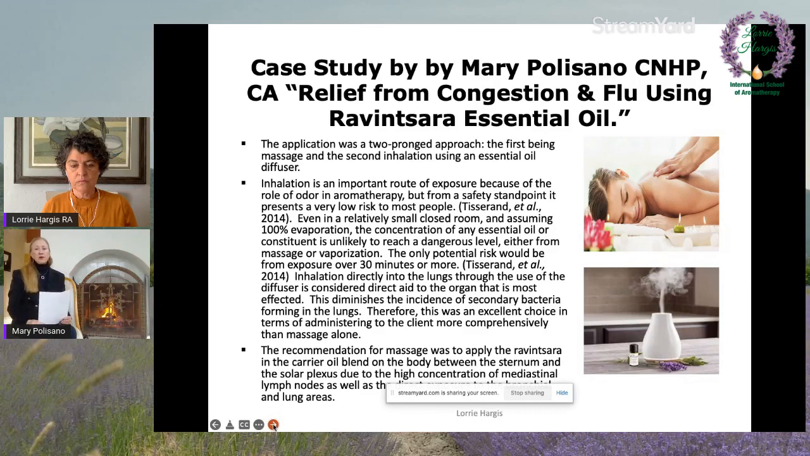But lemon for sure would have been the other one I would have gone to. Okay, and Mary, they're asking again, where did he apply it? So I put the slide up here where you suggested and where he applied it. If you want to go over that real quick again.